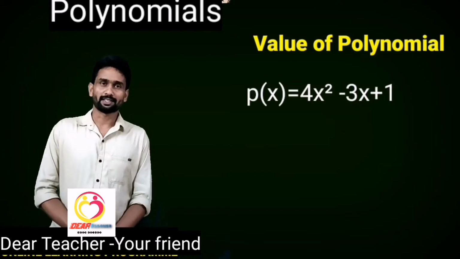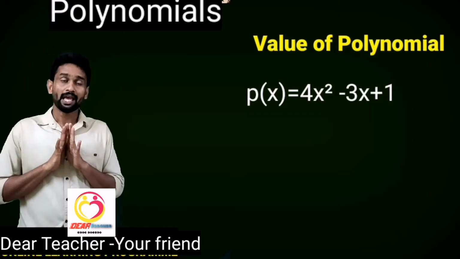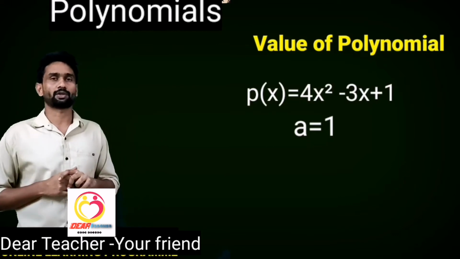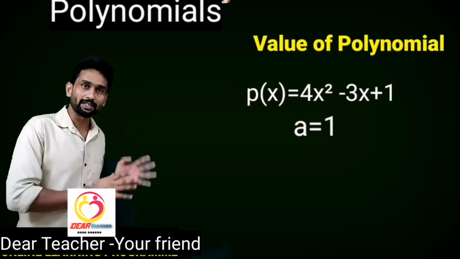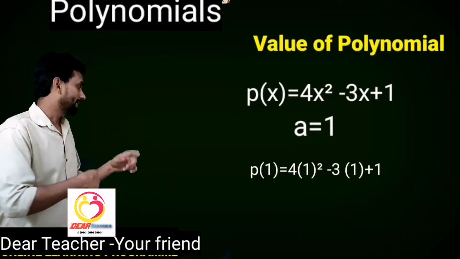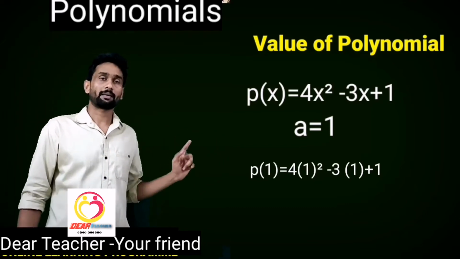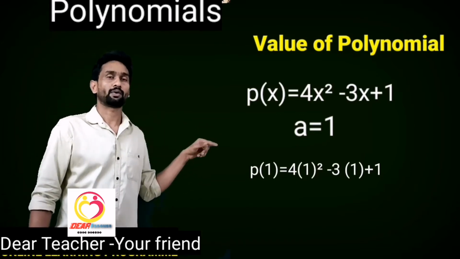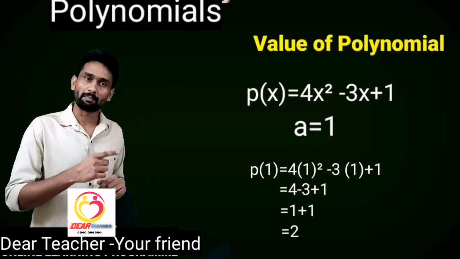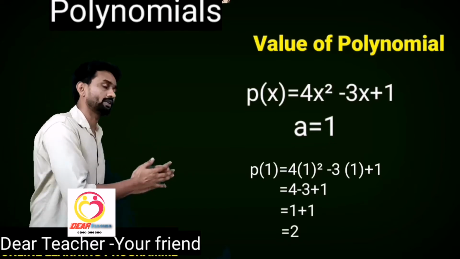p of x equals 4x square minus 3x plus 1. It is a polynomial. And instead of a, I am assuming the number 1. a can be any real number, as I already told you. a equals 1. Shall we substitute the value here? So p of x we rewrite as p of 1. Then on the RHS: 4 of 1 square minus 3 into 1 plus 1. The next step: 4 minus 3 is 1, 1 plus 1 is 2. Now p of 1, the value of that polynomial, equals 2.